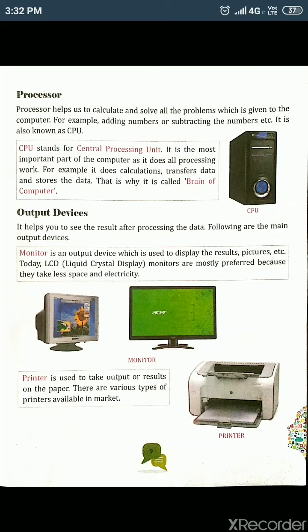CPU stands for Central Processing Unit. It is the most important part of the computer as it does all the processing work. For example, it does calculations, transfers data, and stores the data. That's why it is called the brain of the computer. It is the most important part of the computer system, because all the processing is done by the CPU.